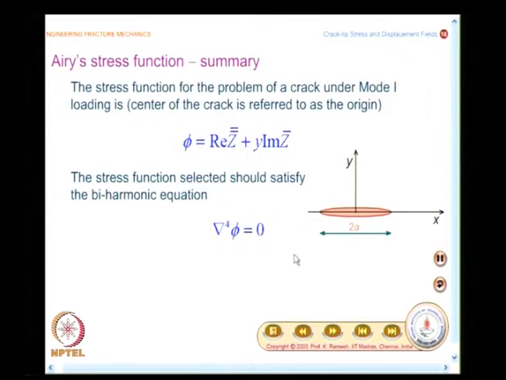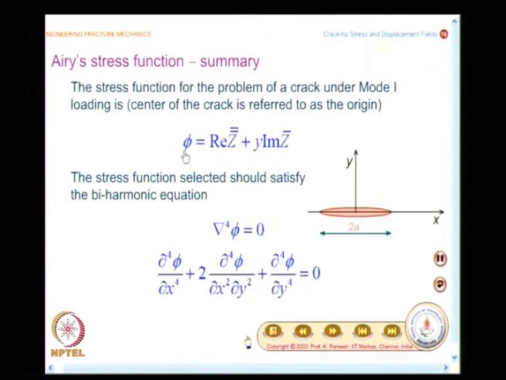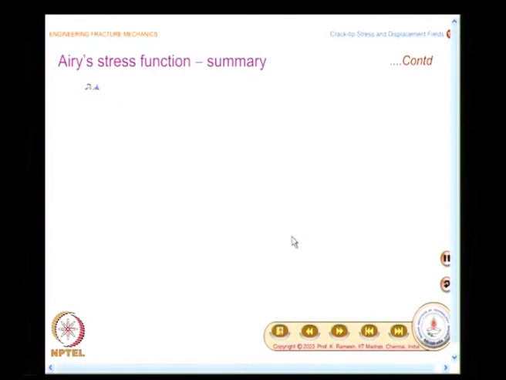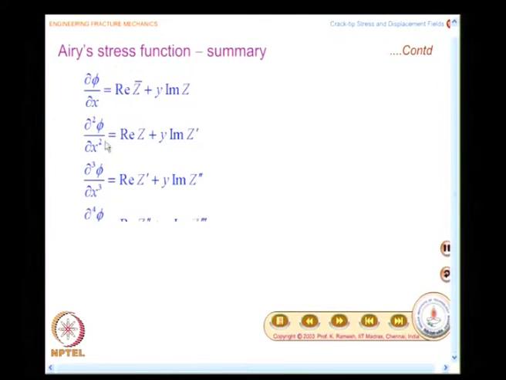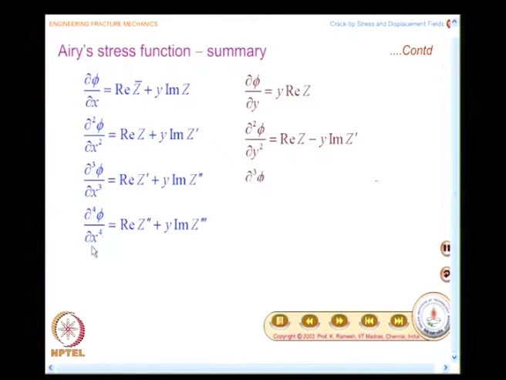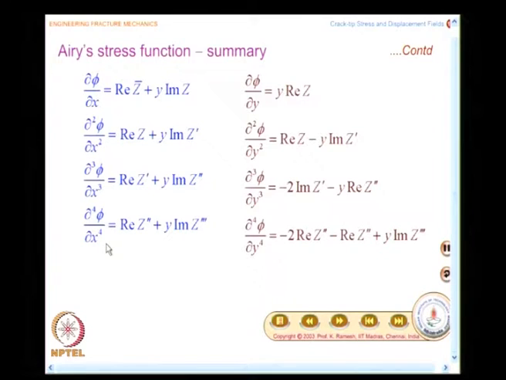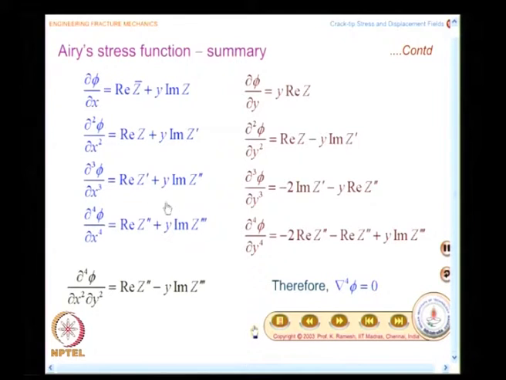we had elaborately seen that whatever the function phi that we have taken, it indeed satisfies the biharmonic equation del power 4 phi equal to 0, and in the process we have developed all the differentials, dou phi by dou x, dou squared phi by dou x squared, dou cube phi by dou x cube, dou power 4 phi by dou x power 4. And in fact, if you have made any clerical error in the last class, you could see these and edit them appropriately.